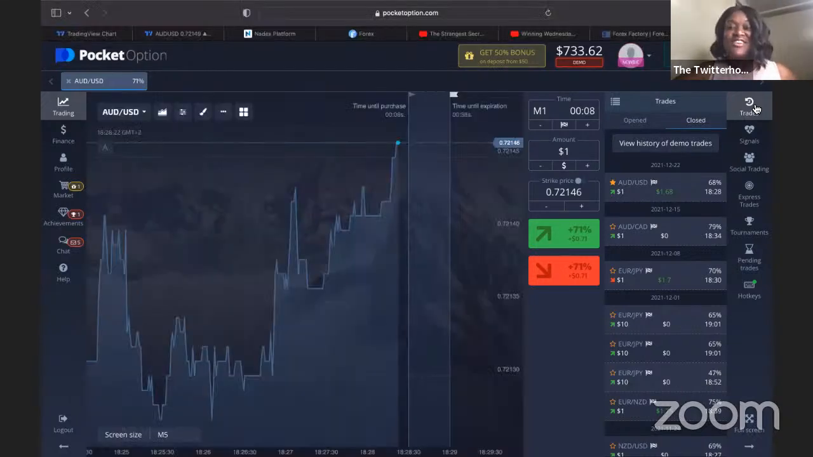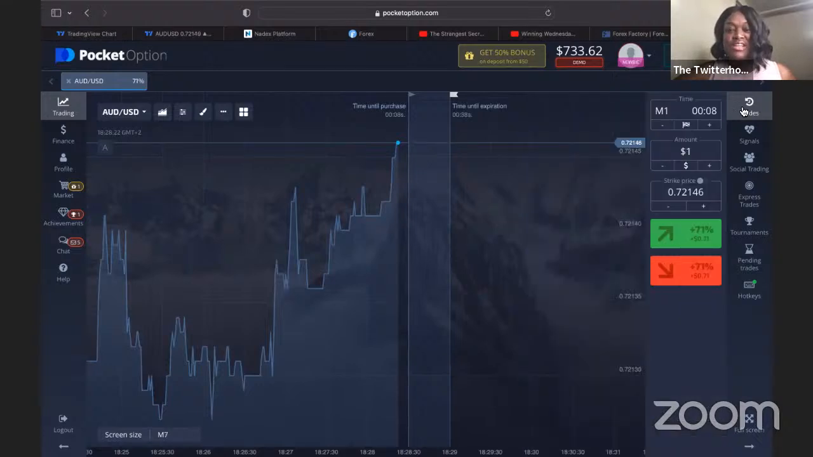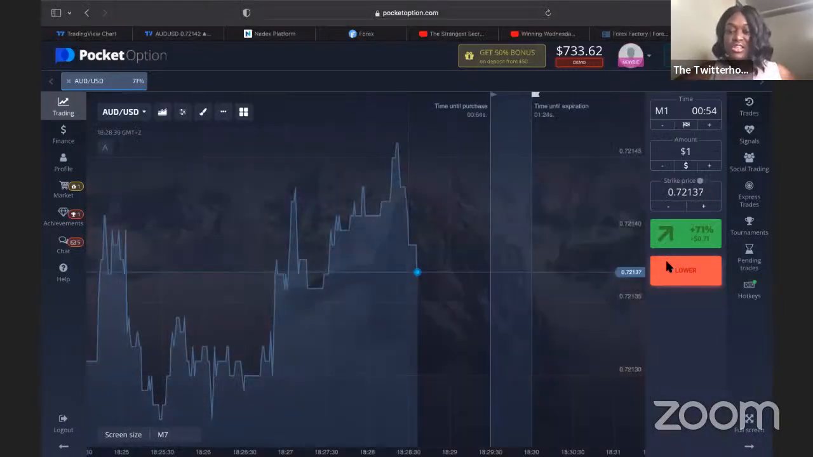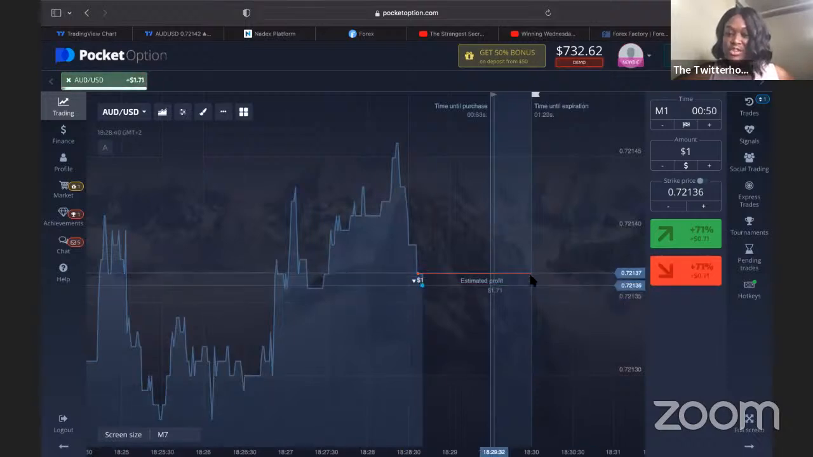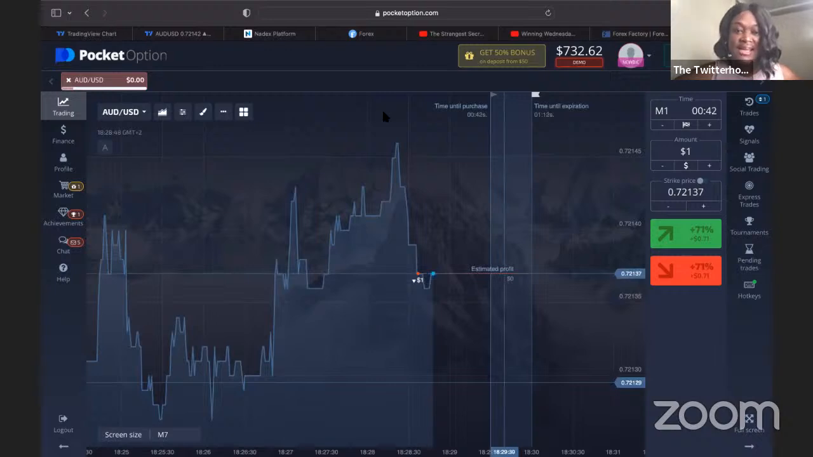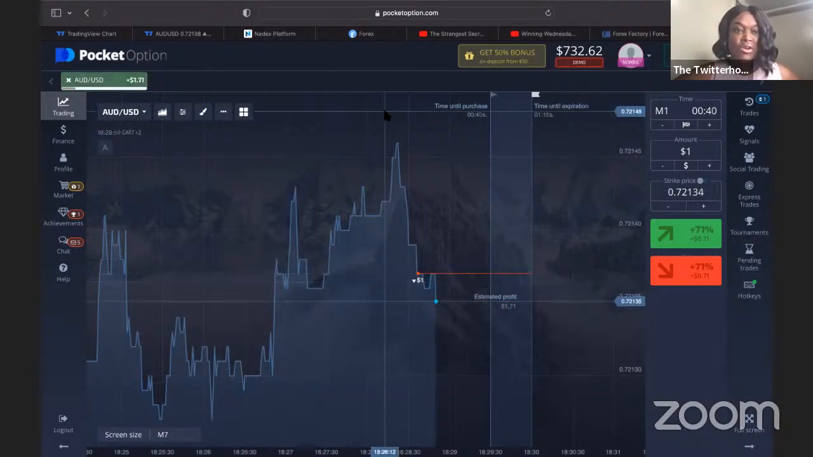All right. So that's how you take a trade. And on the flip side, if you think price is going down, you'd hit the red button and you just need price to stay below the red line for the duration of the trade to clear that trade, right? And that's pretty much it.